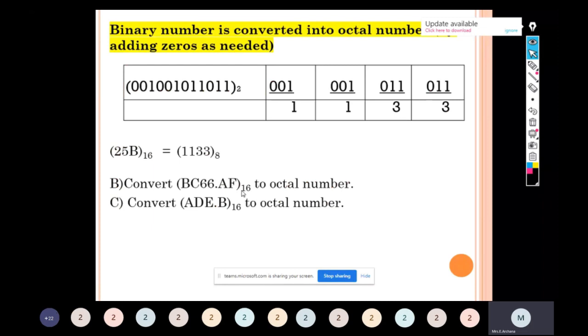First one we have seen is binary to octal. The given binary number is grouped by 3 bits from LSB for the integer part and from MSB for the fractional part, and then we get the octal number. Next type of conversion, octal to binary. For the given octal number we write the corresponding binary number. Next, binary to hexadecimal. For the given binary number, we group by 4 bits and each group is converted into the hexadecimal number.